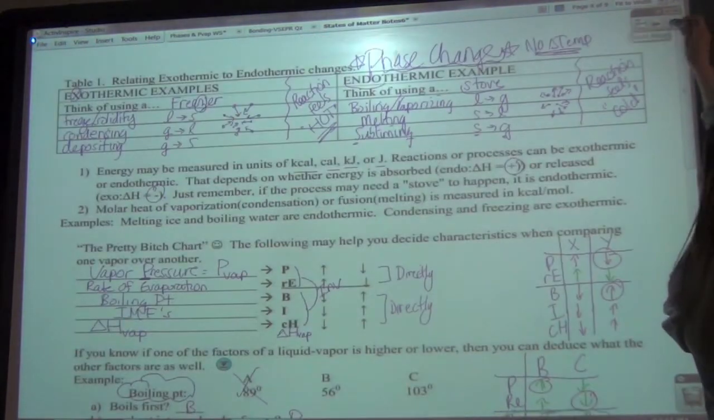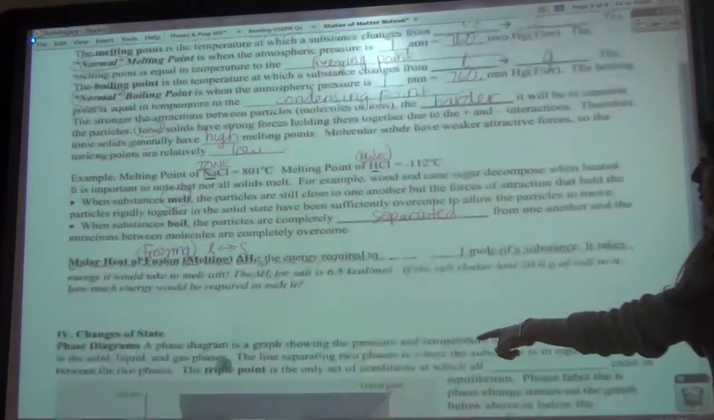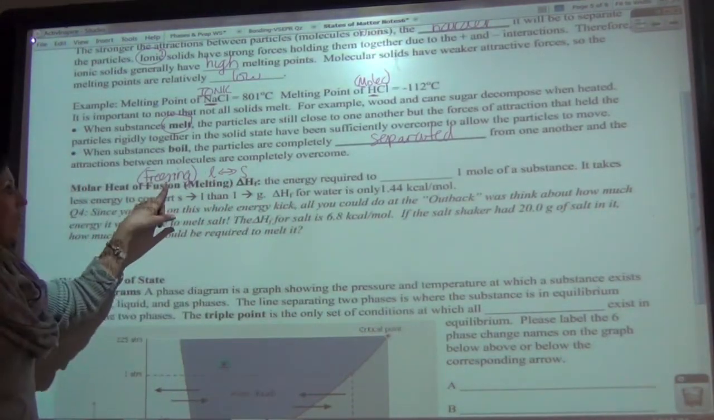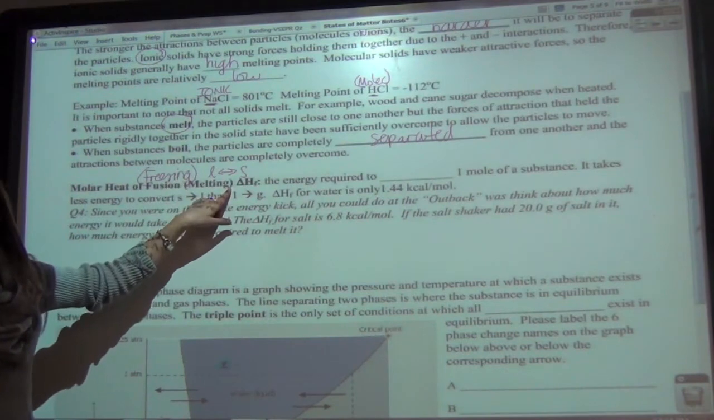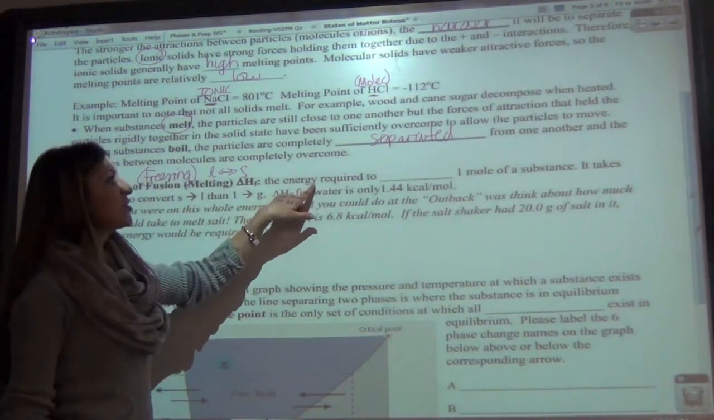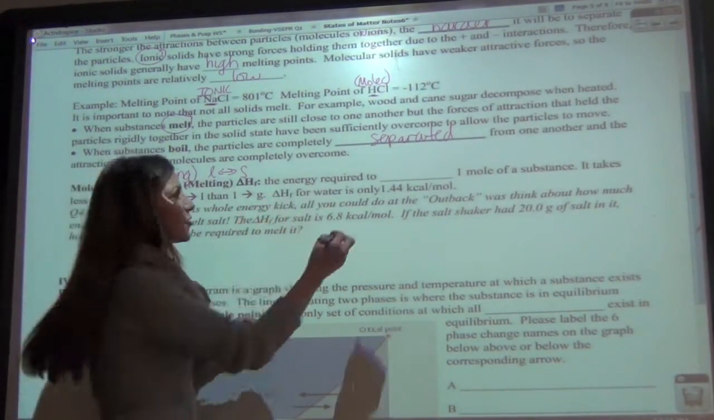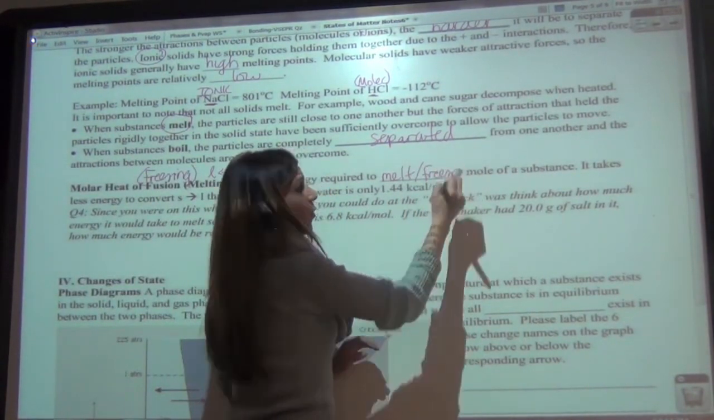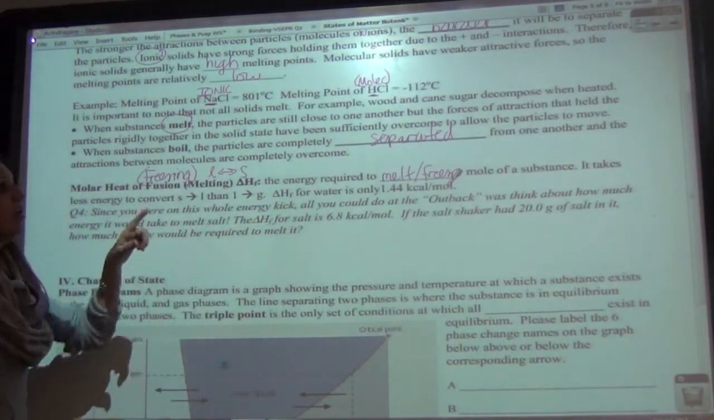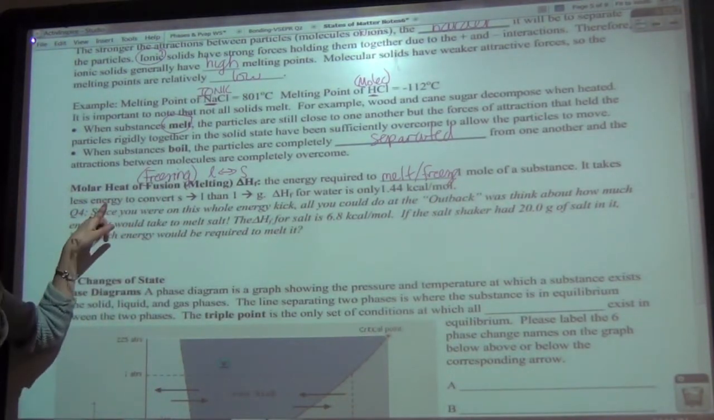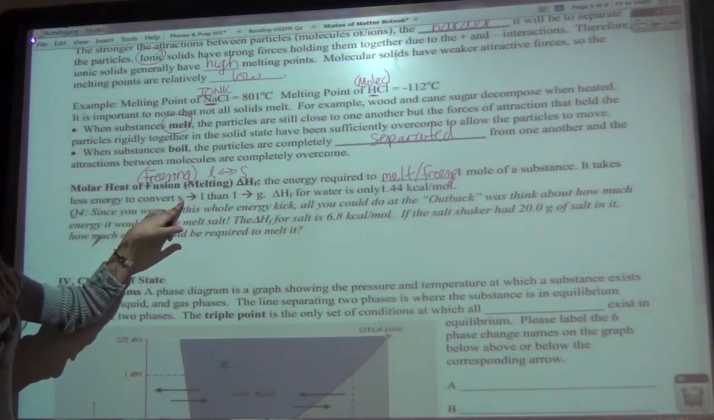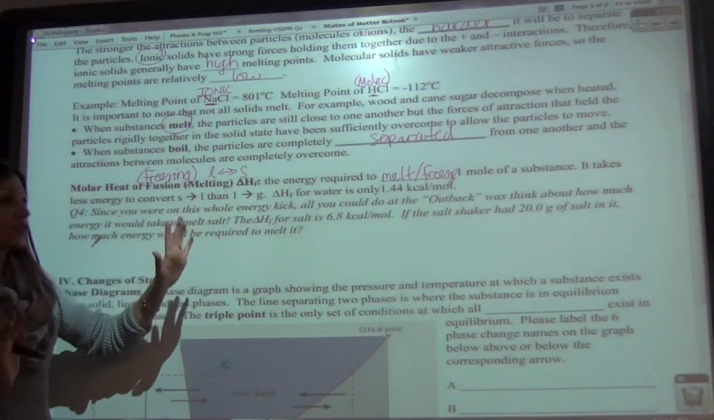So let's come back to where we were before. Instead of talking about boiling and vaporizing, now we're going to talk about freezing and melting. Delta H fusion is the energy required to either melt or freeze. It's the same amount of energy for either one; it just depends if it's positive or negative, for 1 mole of a substance. Here's a big thing: it takes less energy to convert solid to liquid than liquid to gas, and the question is why.